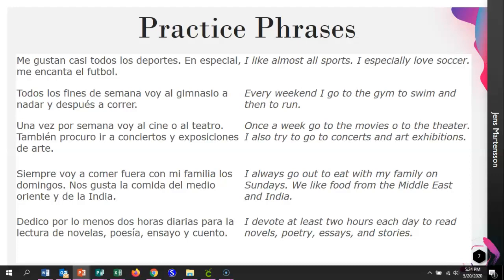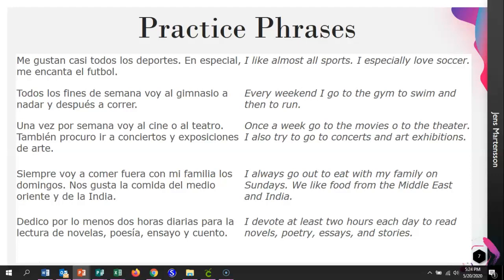The next one reads, todos los fines de semana voy al gimnasio a nadar y después a correr. Every weekend I go to the gym to swim and then to run. Okay. Also, we have una vez por semana voy al cine o al teatro. También procuro ir a conciertos y exposiciones de arte, which means once a week I go to the movies or to the theater, and also try to go to concerts and art exhibitions.